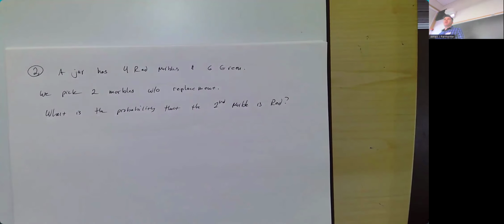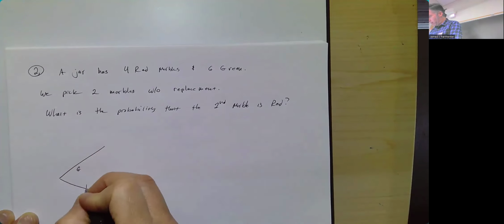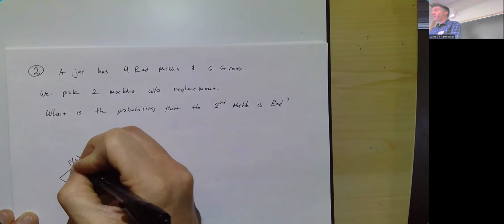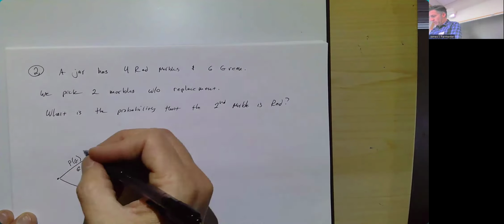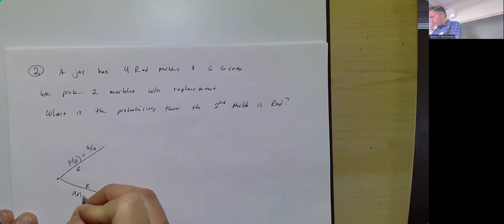So, if you think about this as a chain of events, the first branch of our tree, the first marble could be what or what? Green or red. Those are the only choices. If there were 3, I could throw in a third color, like white, and then there'd be 3 branches, and we would make the probabilities for each of those branches. So here our branches are the marble is green, the marble is red. Probability of a green marble on the first draw is 6 out of 10. Probability of a red marble on the first draw is 4 out of 10.